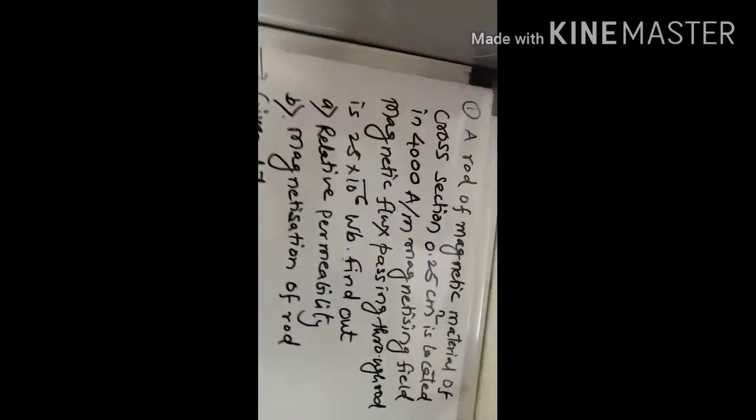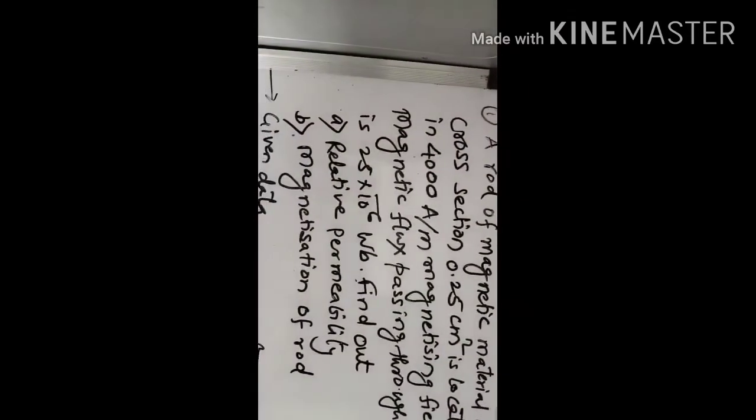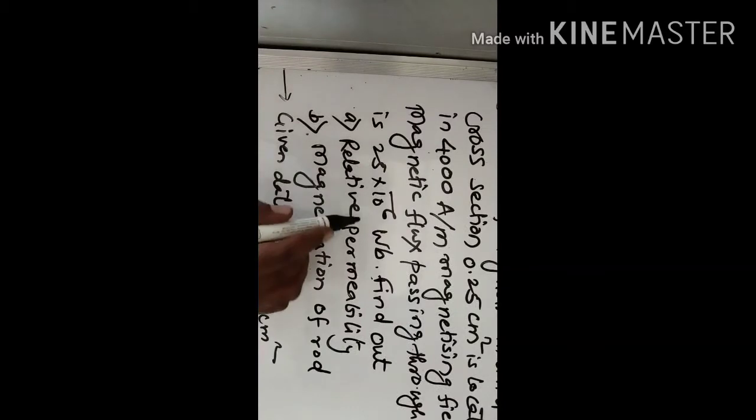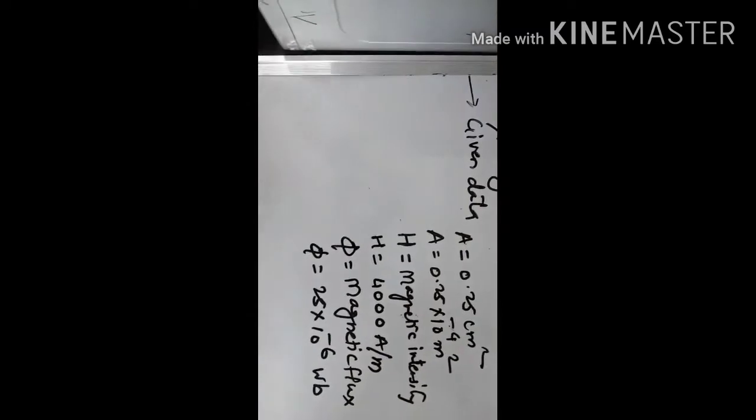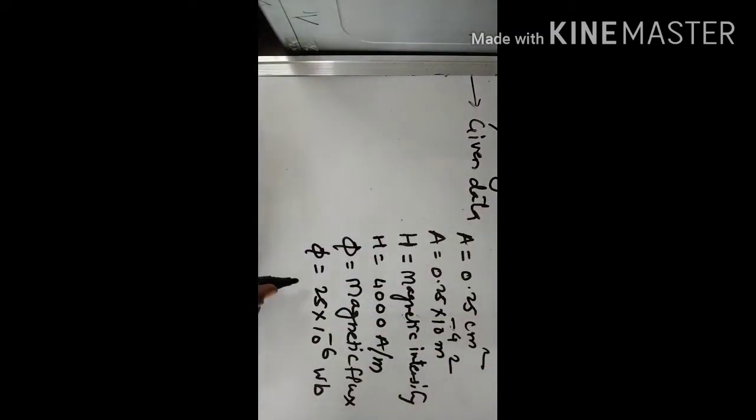And here the magnetic flux passing through the rod is given. Phi is magnetic flux. So this magnetic flux phi is equal to 25 into 10 to the power minus 6 Weber. Find out the relative permeability. Relative permeability mu r is the question.